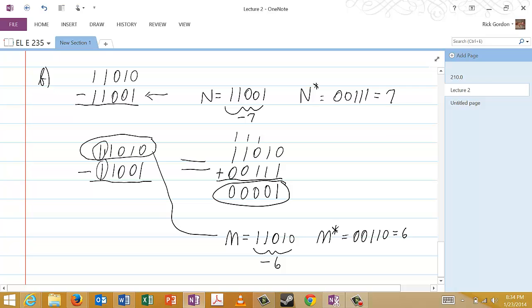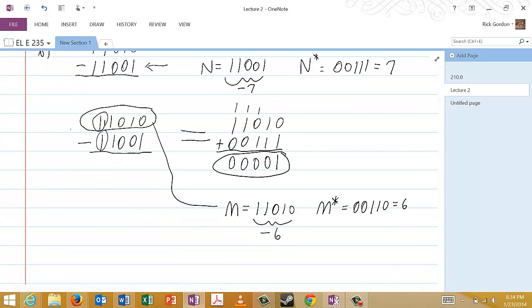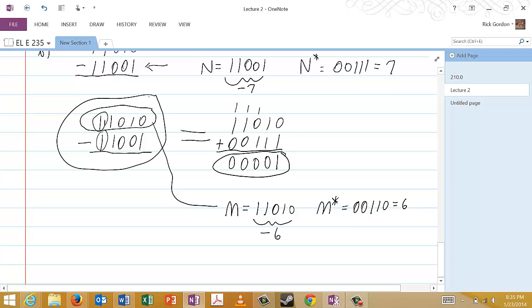So now that we have identified m and we have identified n, we see that this problem that we're doing right here is equivalent to saying, what is negative 6 minus negative 7? And of course, we all know that negative 6 minus negative 7 is the same thing as negative 6 plus positive 7, which is 1. And you compare that to the answer that we obtained. And of course, that is what we obtained.